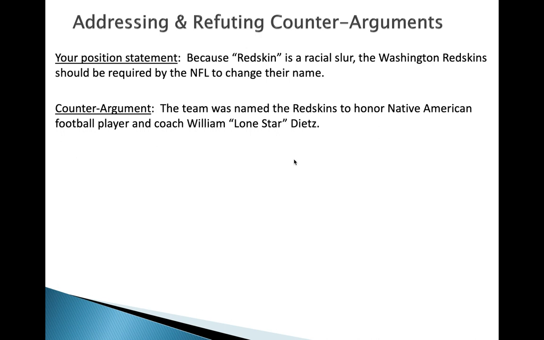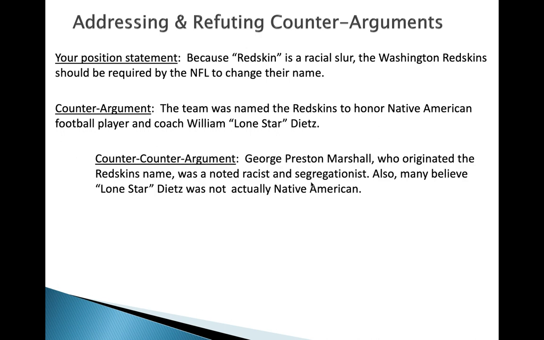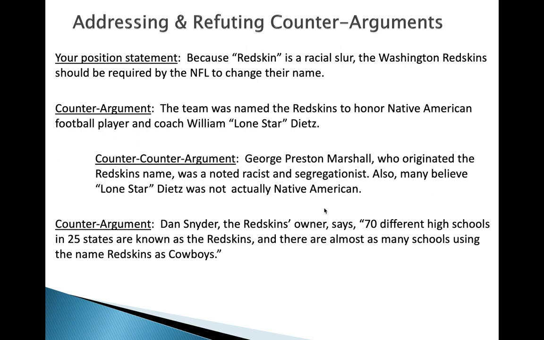I can counter this counter argument with my research. And my research tells me that George Preston Marshall, who originated the Redskins name, was on record as a racist and a segregationist. And furthermore, many people believe that Lone Star Dietz was not actually Native American. He just kind of played one or pretended to be one. So sometimes you can use research to refute a counter argument. Another counter argument that I would need to deal with would be that Dan Snyder, the Redskins owner, says 70 different high schools in 25 states are known as the Redskins, and there are almost as many schools using the name Redskins as Cowboys. So again, I need to counter this argument.